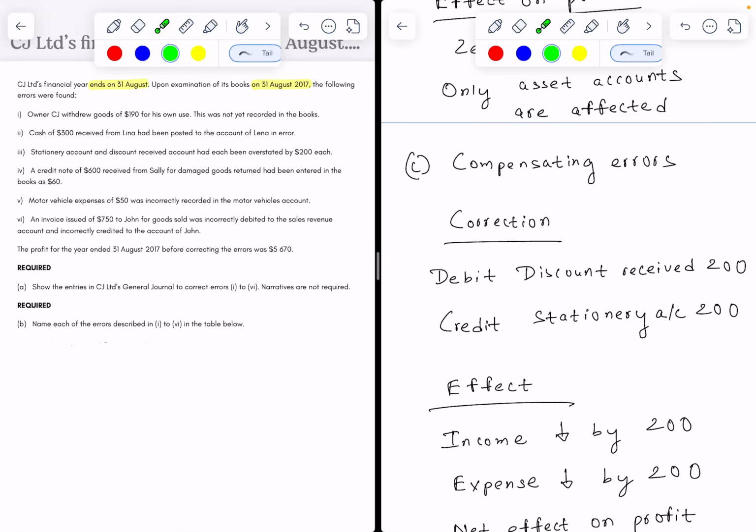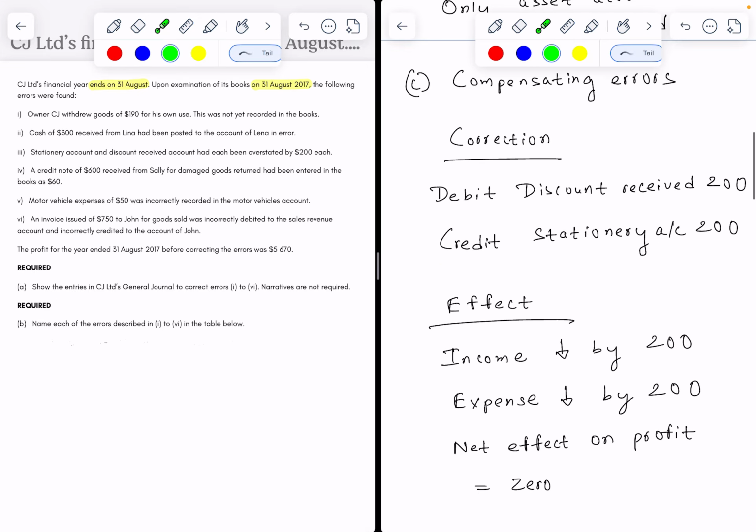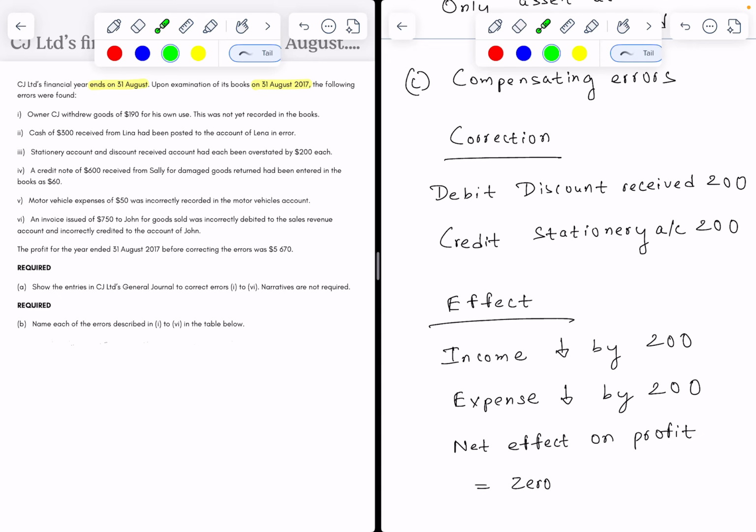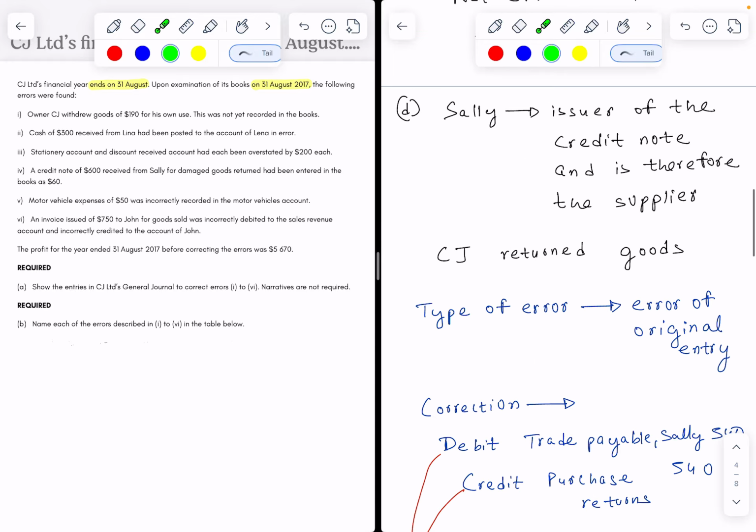Okay? So what's the effect on profit? We understand that income and expense accounts are in fact affected this time, where when we debit the discount received account, income is actually going down by $200. And when we credit the stationery account, expense is also going down by $200. Therefore, the net effect on profit is zero, and this should always be the case when you are working with compensating errors, okay? So now let's move to the fourth error which we have got.